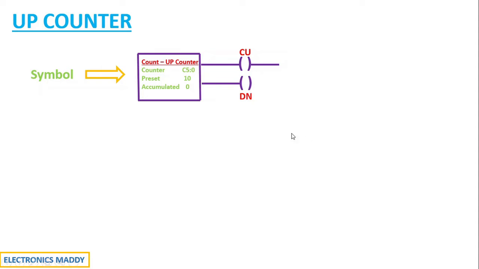So we have seen the symbol, and if you carefully observe, there are several different parameters over here, and it is necessary to note down each one of them and what are they used for, so that it is very easier for us to understand the working.